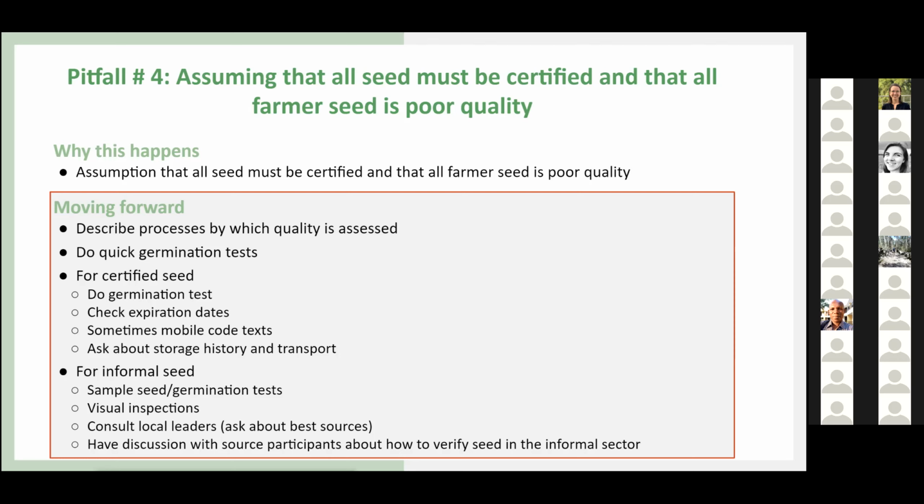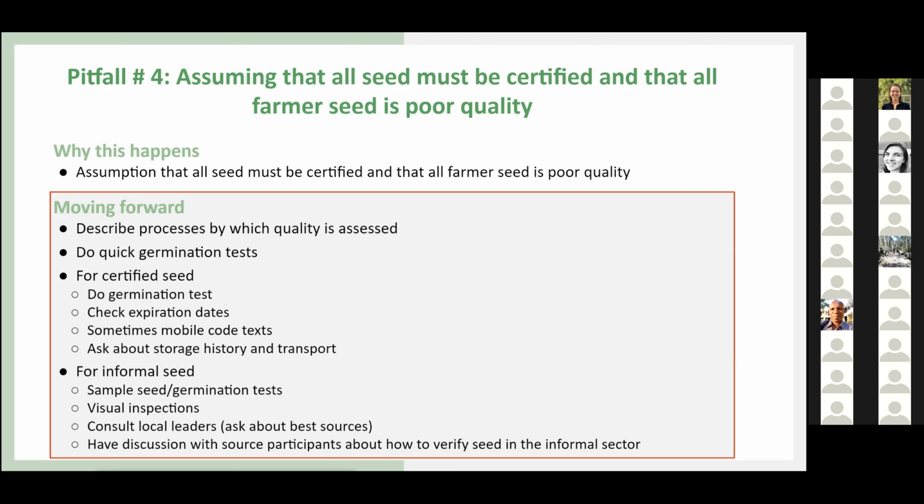In terms of moving forward, again, I saw this in the presentation by group 1, that we need to look at the processes and decentralize these certification processes so we can have mini certification processes, and always try to describe the process by which quality is assessed so that it doesn't leave out the farmer's seed. But also it's important, if you are doing either certified or farmer seed, to do quick germination tests, because this will give you quick results of whether the quality is acceptable. And for certified seed, often it is good to do a germination test, but also check the dates of expiry.